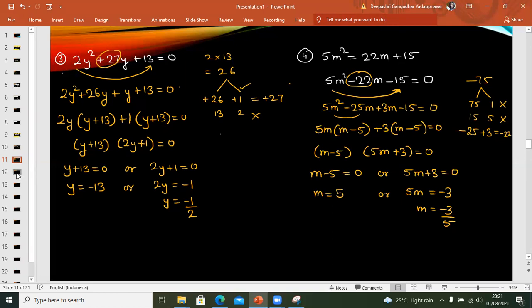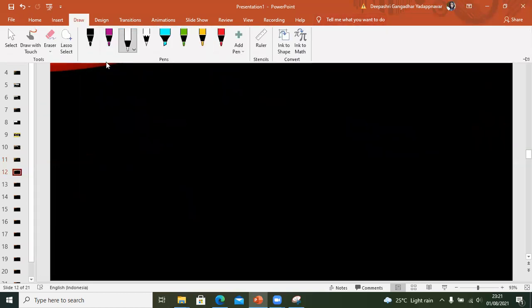Okay, let's go to the next question. Question 5 here is 2x square minus 2x plus half equal 0.